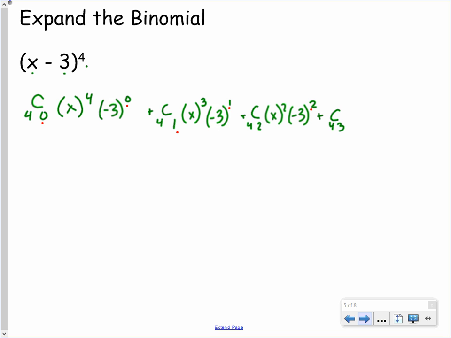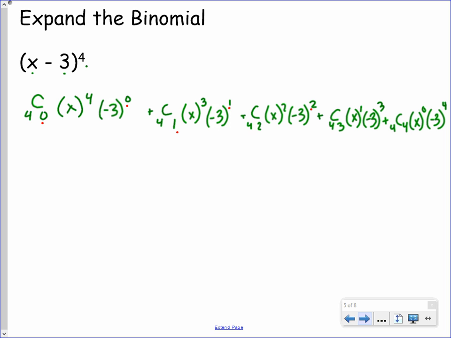So 4 choose 3, x to the 1st, negative 3 cubed, 4 choose 4, x to the 0, and negative 3 to the 4th. Okay, after I write all that stuff out, I usually do one other check, just real quick. Are my x exponents decreasing? 4, 3, 2, 1, 0. Are my exponents on negative 3 increasing? 0, 1, 2, 3, 4. Yeah, I'm pretty sure I've copied that correctly.